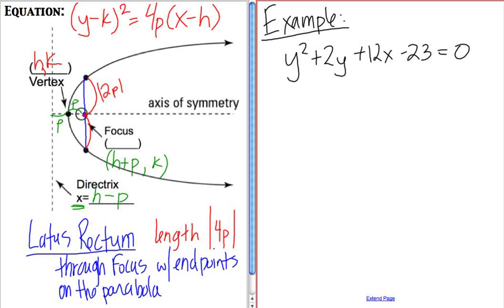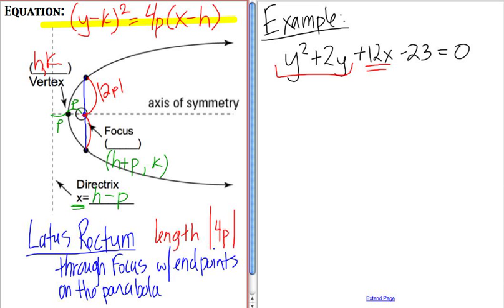So first, when we're dealing with parabolas, we first want to try and figure out which parabola it is. So we see the y squared, and notice that x is not squared. So that tells me right away it's going to have the following form. It's going to be a sideways parabola, a horizontal parabola instead of a vertical one.